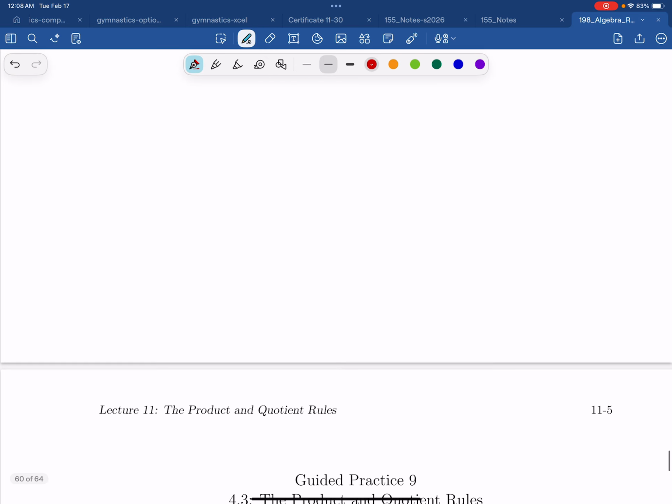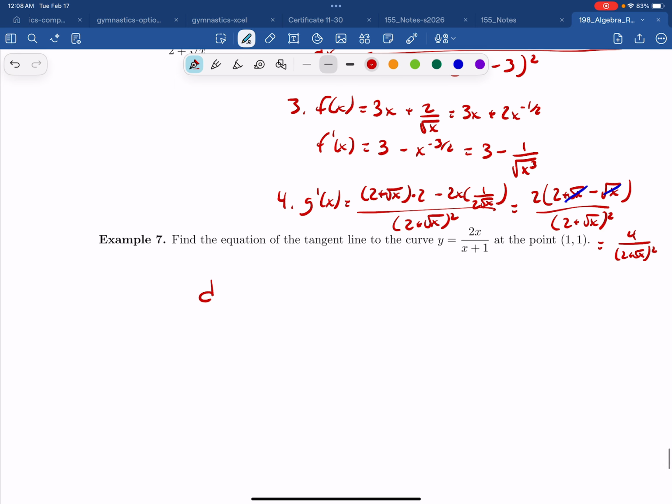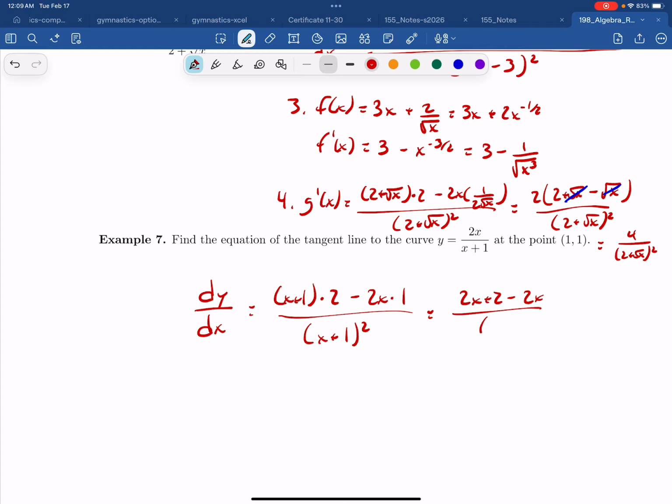All right, one more example. Find the equation of the tangent line to this curve at that point, right? So we have dy over dx equals, what is this going to be? Low d high minus high d low all over low squared. And we could simplify this a little bit. This is going to be 2x plus 2 minus 2x all over x plus 1 squared. And that really equals 2 over x plus 1 squared.